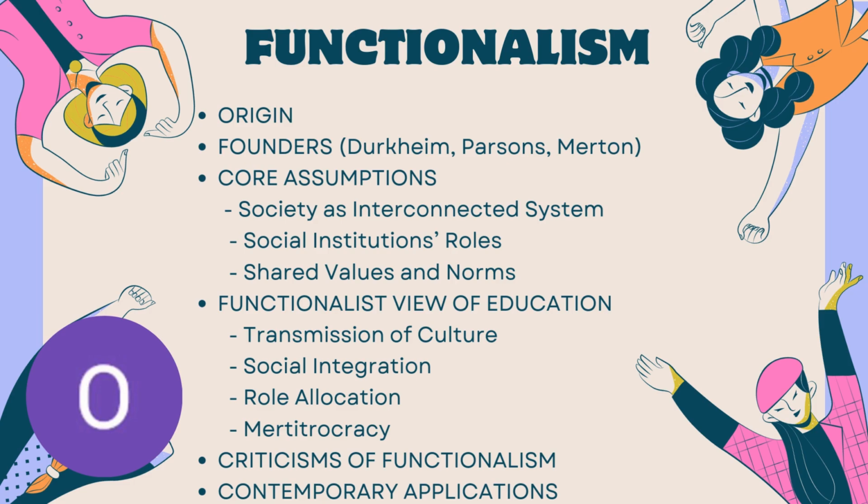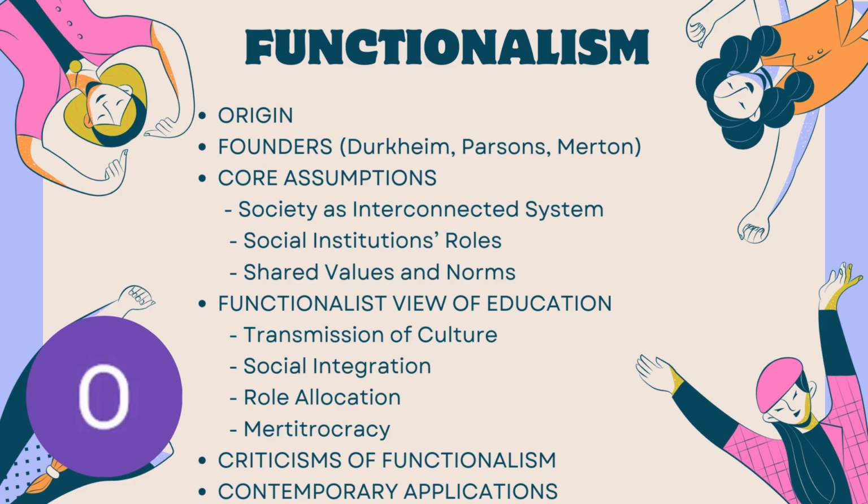Functionalism is a sociological theory that views society as an interconnected system. It examines how social institutions like education contribute to maintaining stability and order. This perspective emphasizes shared values, norms, and the roles of different parts of society. The theory analyzes education's functions in transmitting culture, integrating individuals, and allocating social roles. Functionalists argue that schools socialize students, promote cohesion and sort people into positions based on merit. However, critics say this view overlooks conflict and inequality.